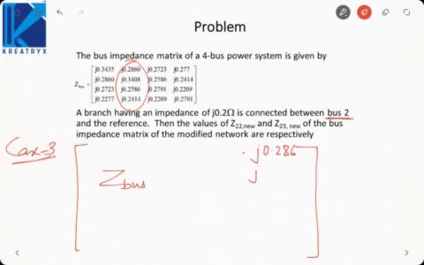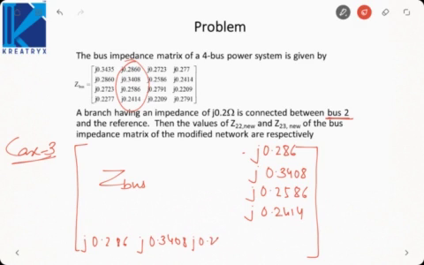So the column is 0.286, 0.3408, 0.2586, then 0.2414, and the transpose of this row is 0.286, 0.3408, 0.2586, then 0.2414, and the last one will be the Zkk, that is Z22 plus Zb, that is 0.2, that is j0.5408.